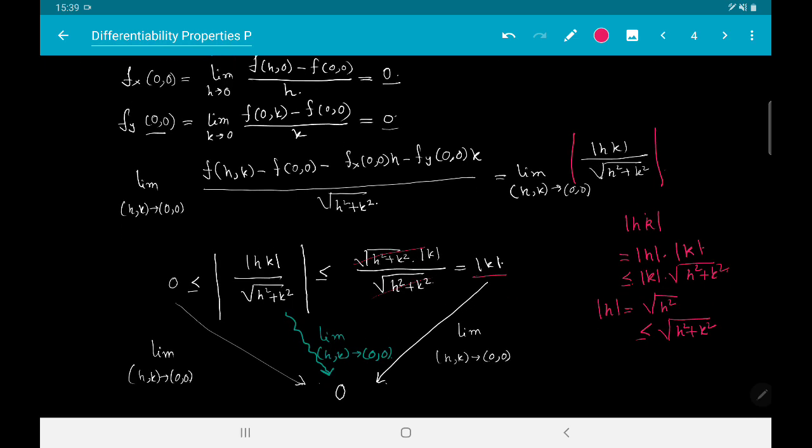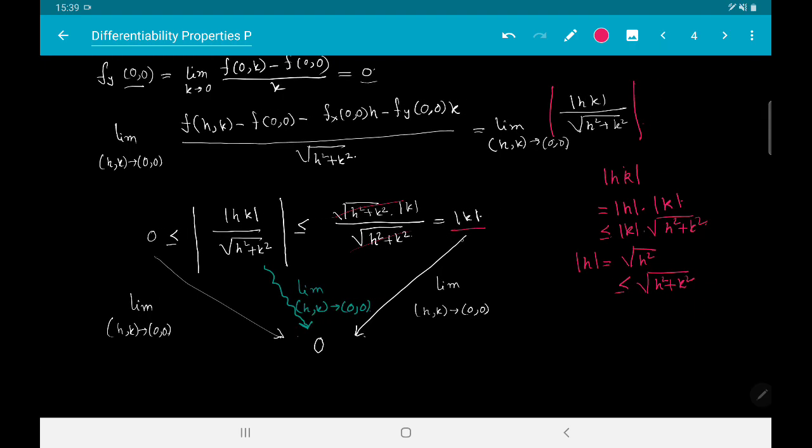Now as we let the tuple (h, k) tend to (0, 0), we see that modulus of k goes to 0. This is a constant function; if I take the limit as (h, k) goes to 0, it will be 0 as well, and we can use our sandwich theorem, and this will give us that this whole thing goes to 0 as well. So what we have derived is that this limit is equal to 0.